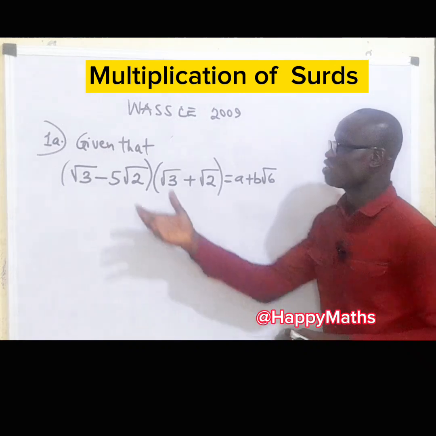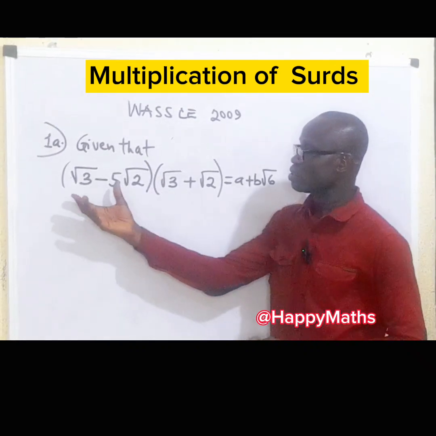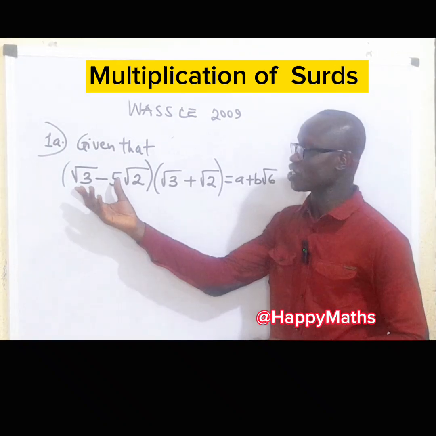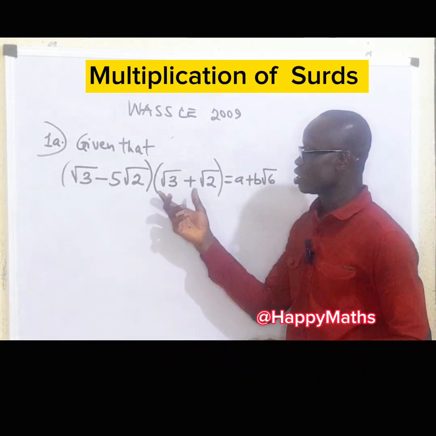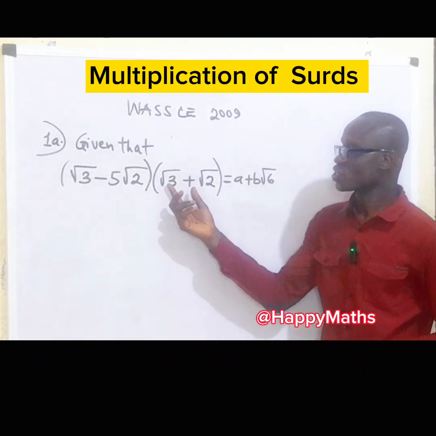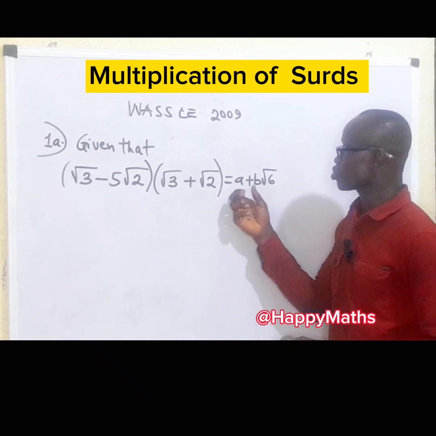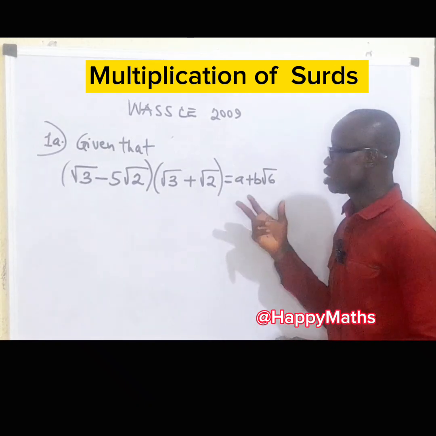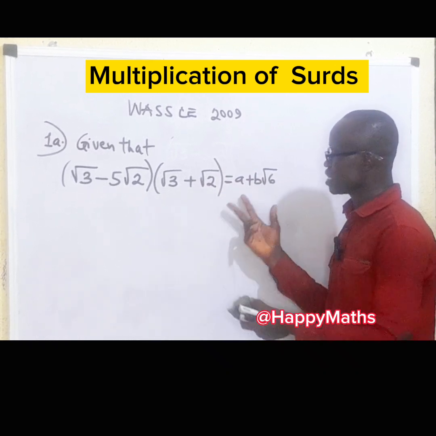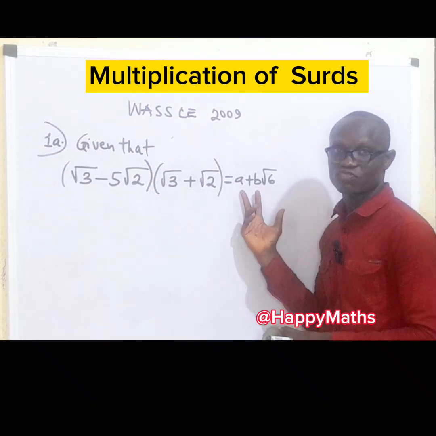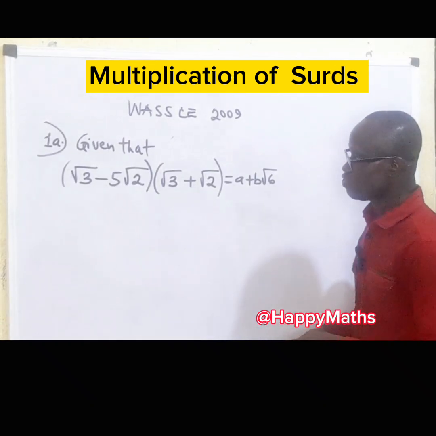Now, we are given question 1A: given that bracket root 3 minus 5 times root 2, bracket close, bracket open, root 3 plus root 2, equals A plus B root 6. By implication, after we have finished solving, we should compare the left-hand side to this and get our values for A and B. Now, let's solve.